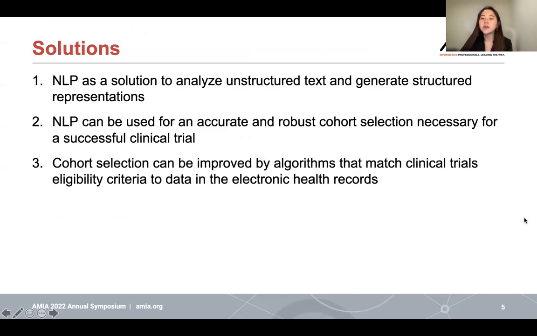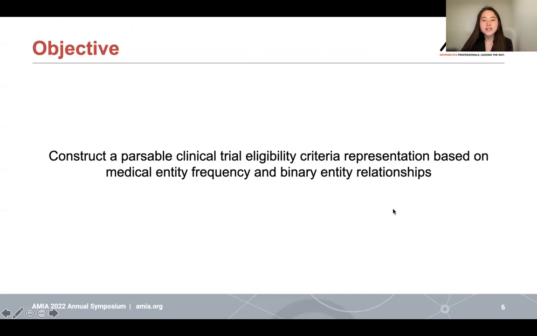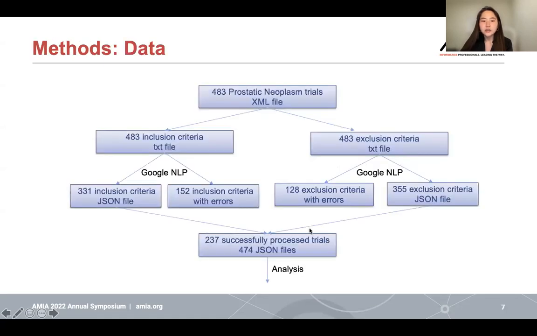Even further, the cohort selection can be improved by algorithms that match clinical trial eligibility criteria to data in the electronic health records. My study presents a parsable clinical trial eligibility criteria representation based on medical entity frequency and binary entity relationships. The data I used were found on clinicaltrials.gov.